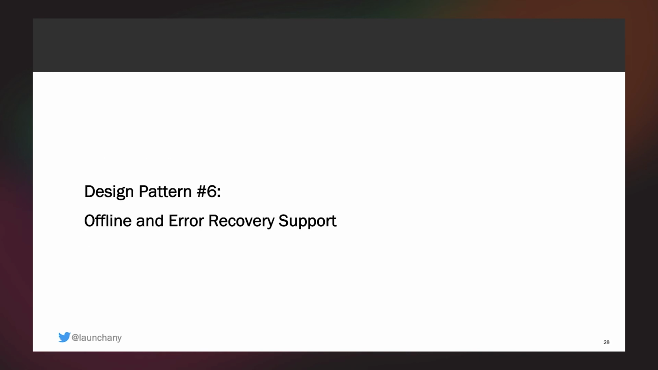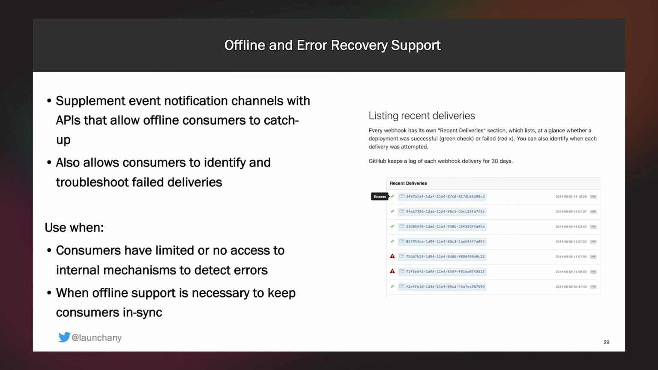Design pattern number 6 is offline and error recovery support. While we always assume that our code is going to work all the time because it always works on our laptop, right? That's not always the case. We may have to deal with offline and error recovery support. This means that sometimes our subscribers may go offline and need to recover and play catch up. They need to see the events they haven't seen yet so they can process them.